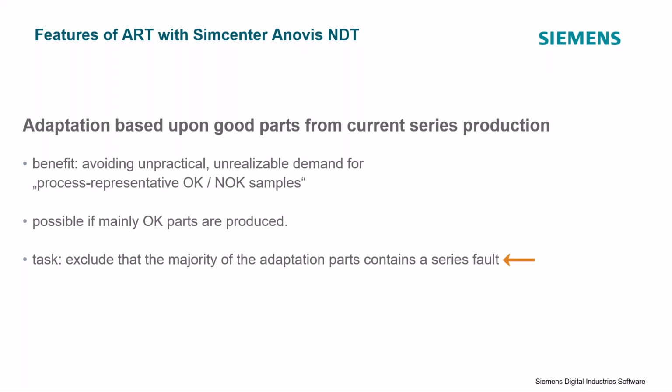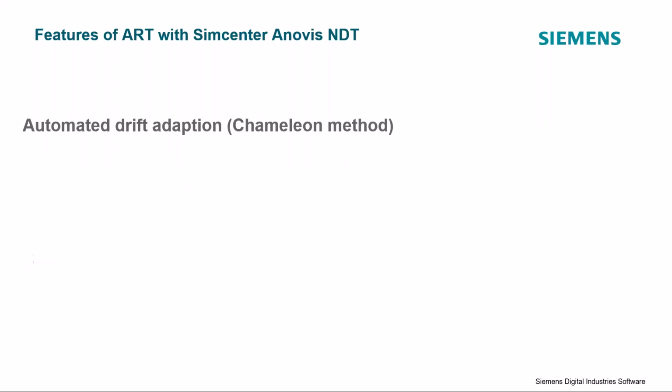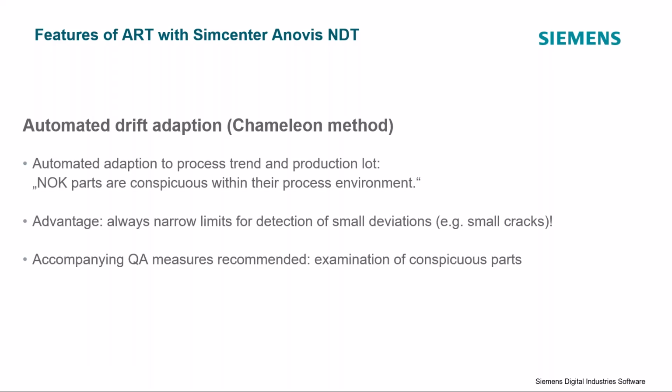With others, some special methods are applied, like high resolution X-ray. You cannot perform this for thousands of parts, but for some critical parts, it is done by our customers at the beginning of the testing of the current production lot. So the first parts are cross-checked. And some remarks concerning the automated drift adaptation. We call it the chameleon method because it can adapt to the background just like the chameleon can adapt its color to the background.